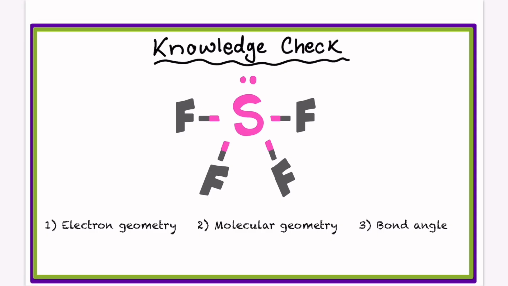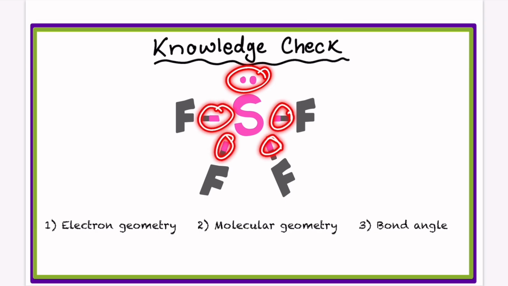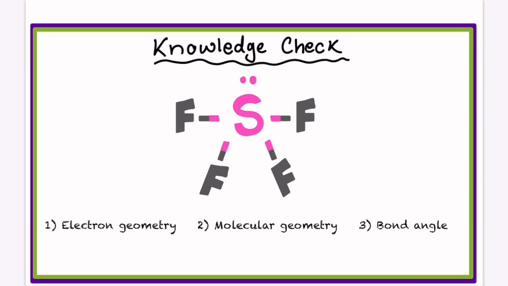Now let's look at sulfur tetrafluoride. You should draw its Lewis structure first, and then we count the number of electron groups around the central atom, which is sulfur in this case. 1, 2, 3, 4, 5. So the electron geometry is trigonal bipyramidal.